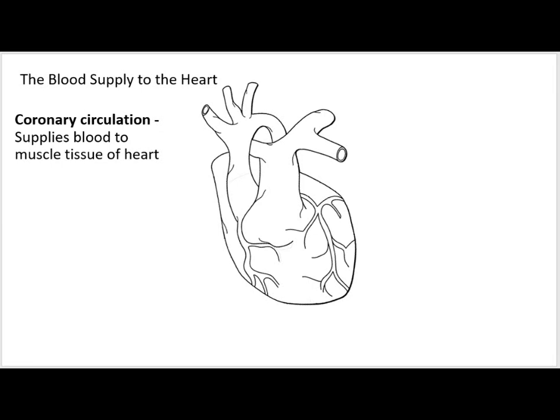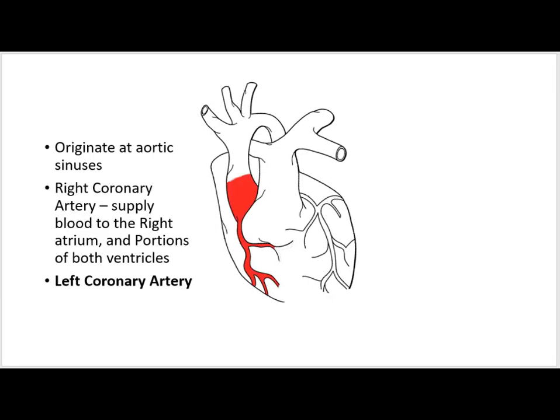Now, in addition to the heart supplying blood to the other organs and systems, there's one more thing. The heart itself should receive blood supply, and that's called coronary circulation. It's the supply of blood to the muscle tissue of the heart. The coronary arteries originate in the sinus. So right over here, this is the aorta. You see this one is the aorta.